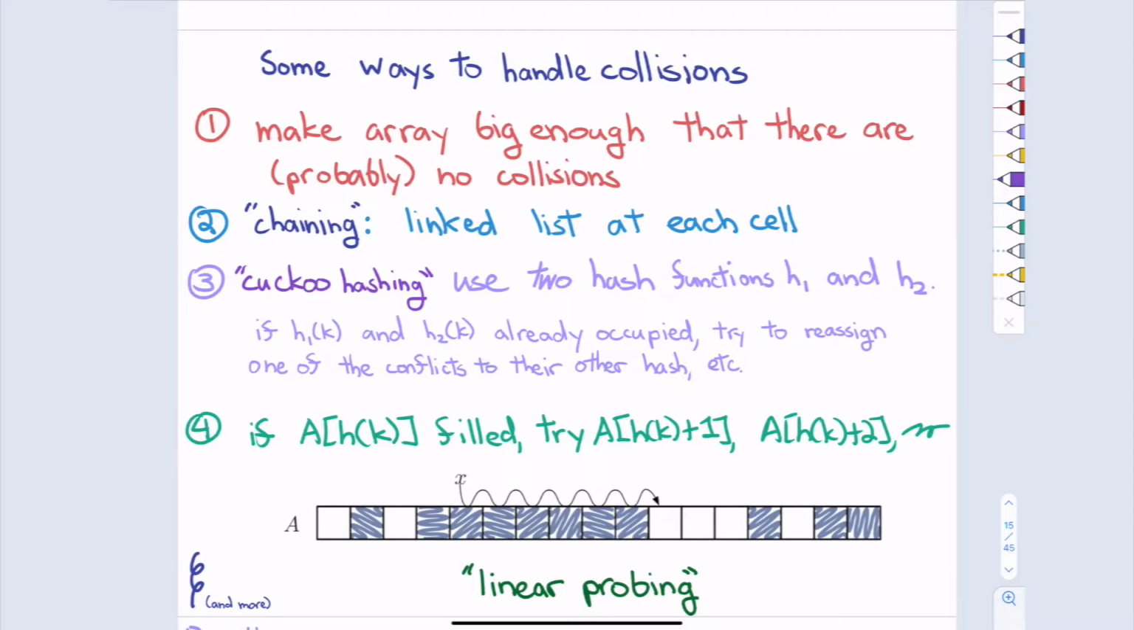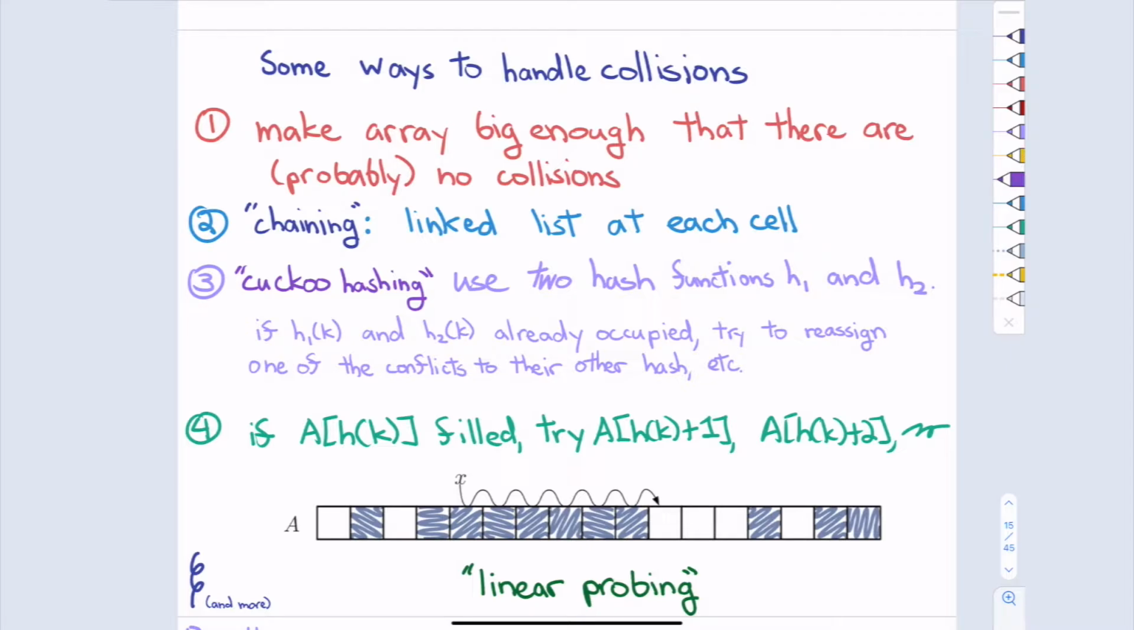Simpler than just putting a binary tree or a balanced tree in each cell is just to make a linked list at each cell. We'll analyze that. That's pretty common. A fun one that we won't discuss is called cuckoo hashing. The idea is you have two hash functions.